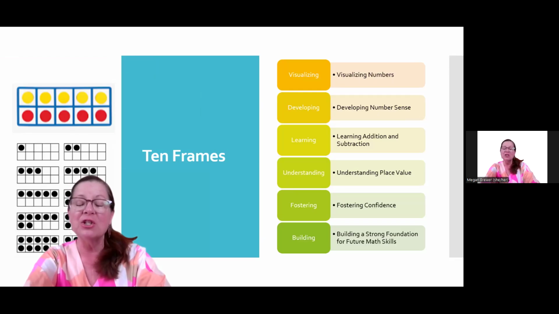Building a strong foundation for future math skills. The skills developed through 10 frame activities, such as number sense, place value, and understanding of basic arithmetic operations, provide a strong foundation for more advanced math concepts. In essence, 10 frames are a powerful tool for teaching young learners about numbers and mathematical concepts in a fun and engaging way. You will definitely want to have 10 frames available for your kindergartners.